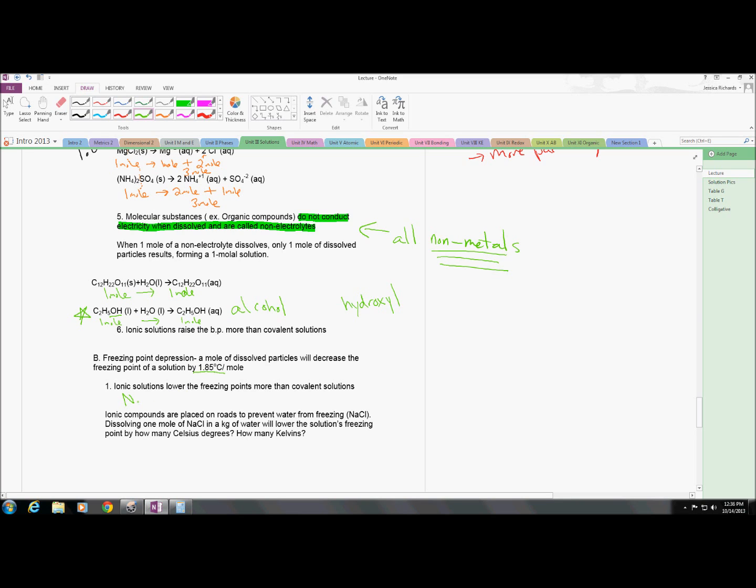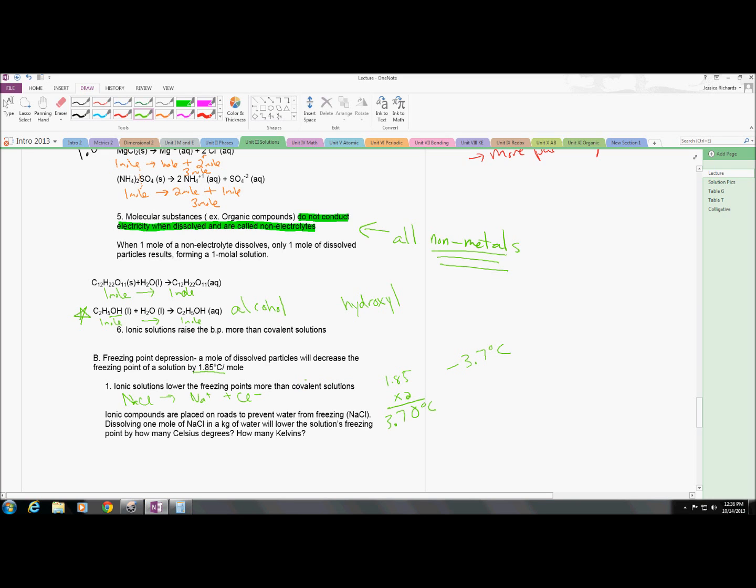And you have an ionic compound. We use sodium chloride on our roads in the winter. So you make your sodium and your chlorine ions. So we have 2 moles of particles. You're going to have a greater effect on the freezing point if I have just 1 mole of sodium chloride in my solution, 1 molar solution. It has 2 moles of particles. My new freezing point is going to have to be negative 3.7 degrees Celsius.